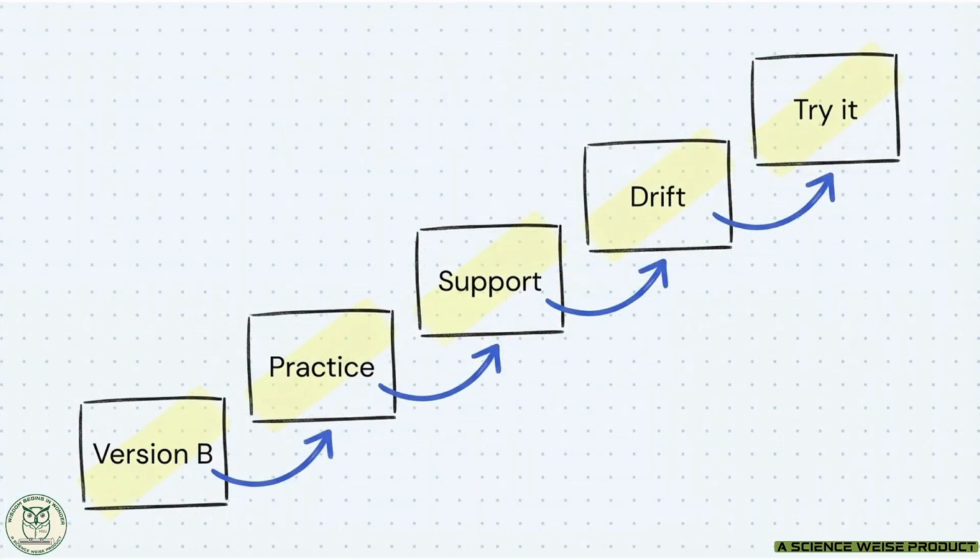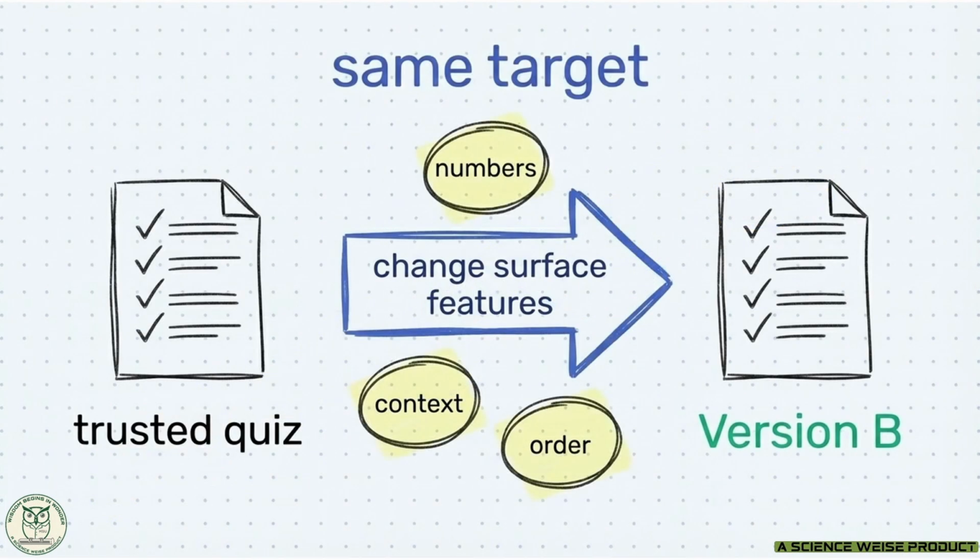If the target moved, you don't make a variation. You make a different assignment. First, alternative forms. This is probably the cleanest win in the whole episode. You've got a quiz you already trust. 5 questions, 10 questions, it doesn't matter. You know what it measures.